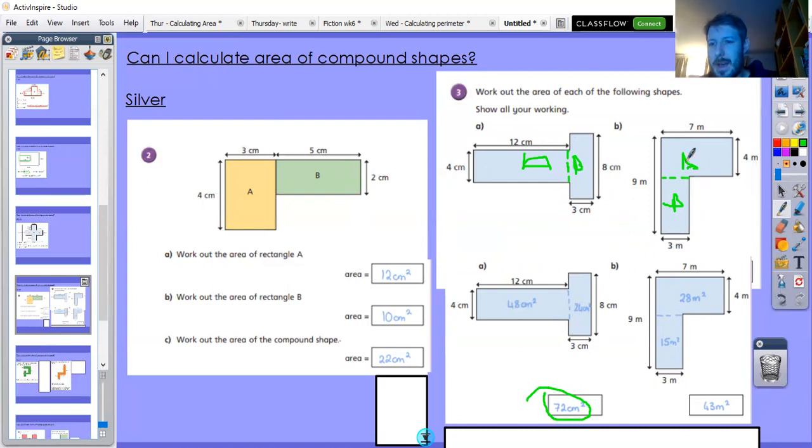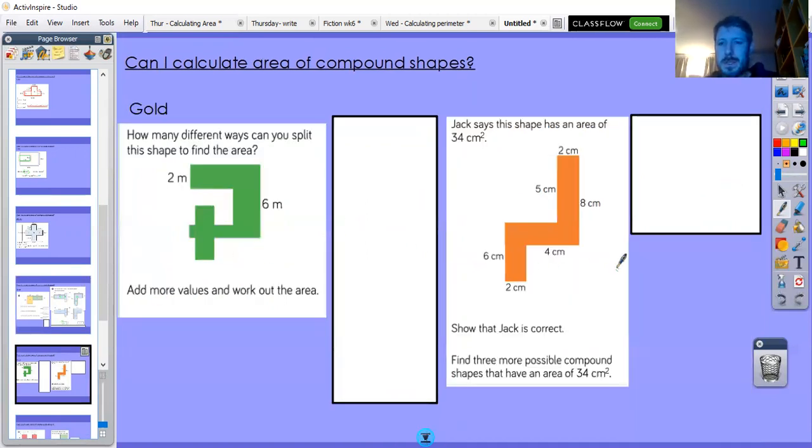These two shapes, you've got A up here, 7 times 4, which is 28, and B 3 times, well, you take away the 4 to find the side here. So 9 take away 4 is 5 down here. So it would be 3 times 5, which is 15, and then add the two together to get 43 centimeters squared for that one.